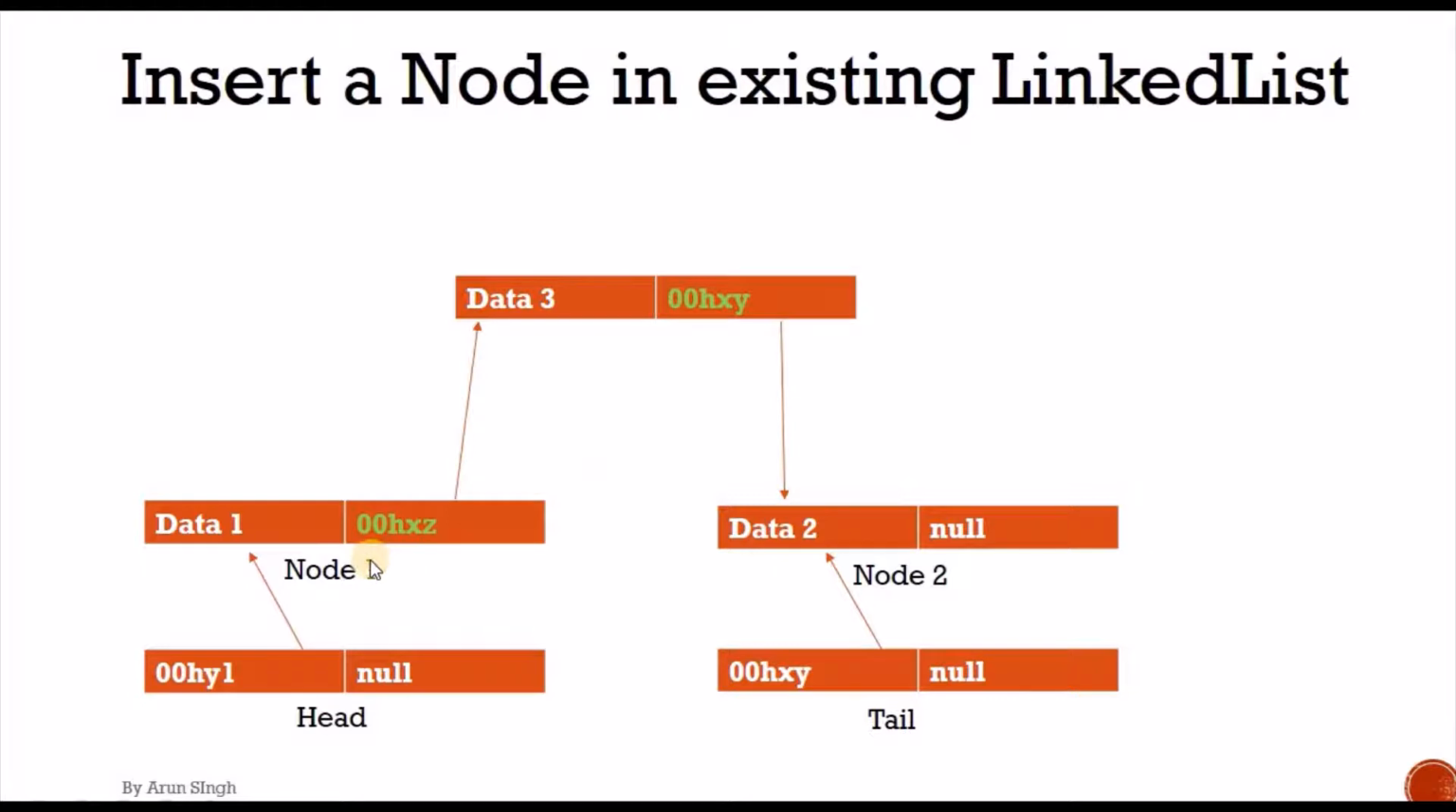Let me explain it again. Node 1 has the address 00HXZ, which is the address of this node. Initially, 00HXY was kept here. So now this address, that is 00HXY, the address of node 2, is moved to this third node. And now when you access this, you will just read the head node, the address of node 1. Node 1 will have the address of node 3. Node 3 has the address of node 2, and it's done. Head is still pointing to the first node and tail is still pointing to node 2. So this is called inserting a node in an existing linked list.